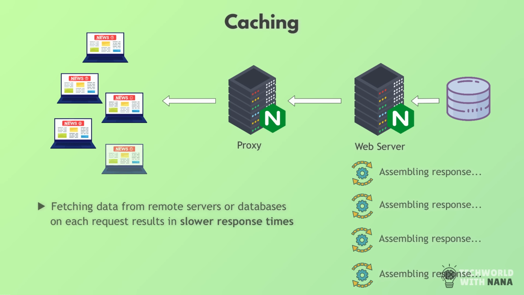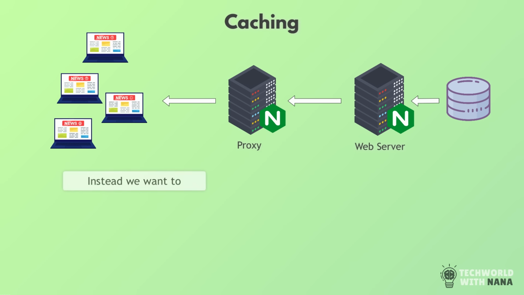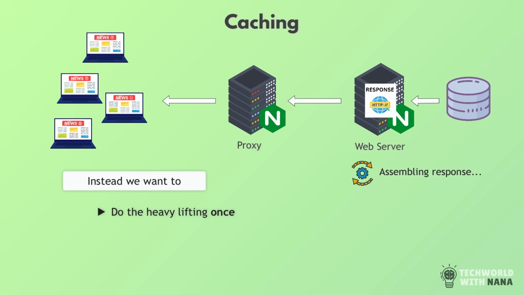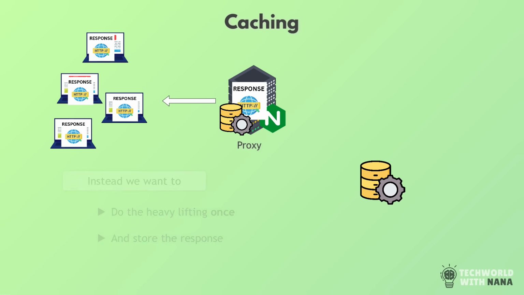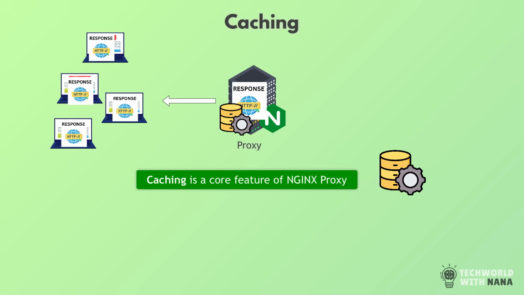Pretty inefficient, right? Instead, it makes sense to assemble this article, get all the data from a database, put the text and links and everything together once and store it. It's a static article. It's not going to change, right? So just keep one final copy and send it to everyone who requests it. That's caching functionality. And it is another main feature of Nginx proxy server.